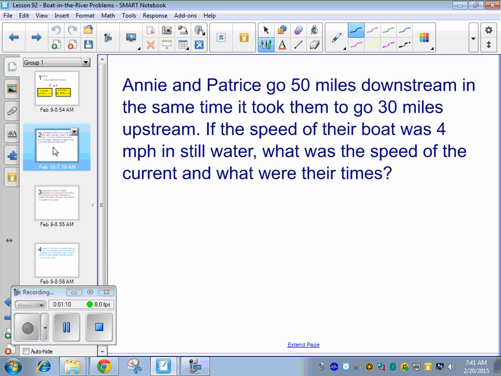All right, so Annie and Patrice go 50 miles downstream in the same time it took them to go 30 miles upstream. If the speed of their boat was 4 miles per hour in still water, what was the speed of the current, and what were the times? So we have two different equations that we need. We can go 50 miles downstream. So downstream is with the water. So the boat plus the water times time equal to 50. And we might, I guess, put TD here for downstream.